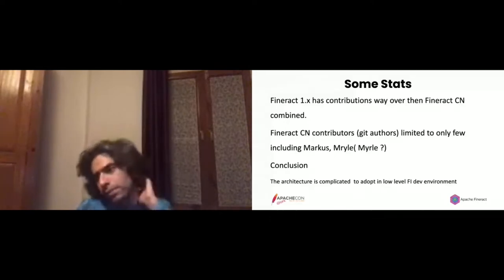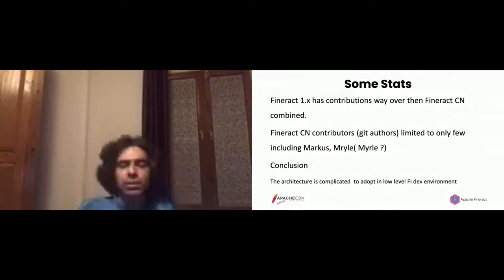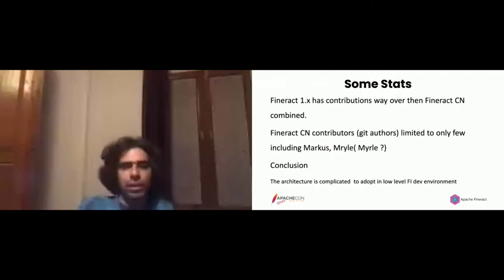The last commit I've seen on 1.x was a couple of days ago. Fineract CN has its last commit almost a year ago, more than a year ago. And the lack of contribution is definitely there. Fineract CN contributors are limited to only a few, including Marcus Merrill. There was also a repetition of authors when you make a lookup within that specific file, which we would share with the community.